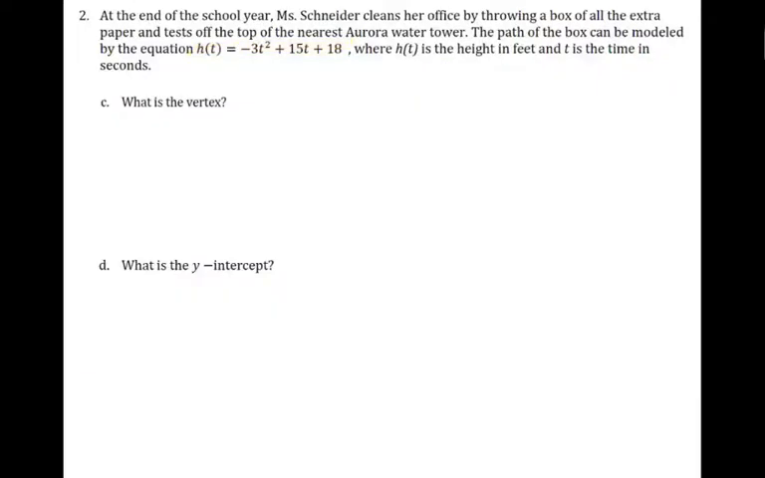Next up, finding the vertex. So finding your vertex is done in two parts. The first thing you need to do is find the x-coordinate of your vertex. And for that, you're going to use this little formula, x equals negative b over 2a.